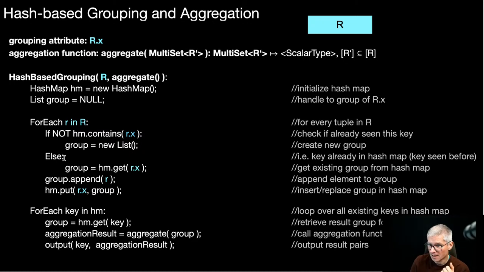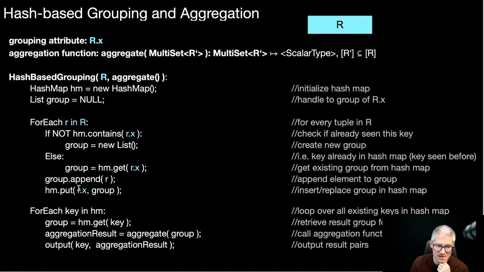If there is already an entry, which means a tuple with that grouping key was already considered previously, you just have to retrieve the existing entry. So basically what I'm doing is, for each group, I maintain a list of the tuples having that key. That's why here I create a new list. Here I get the existing list from the hash map. Then I append the current tuple R to that list, and then I put it into the hash table.